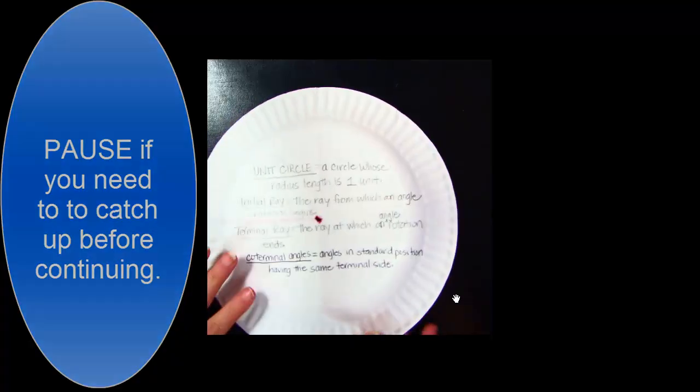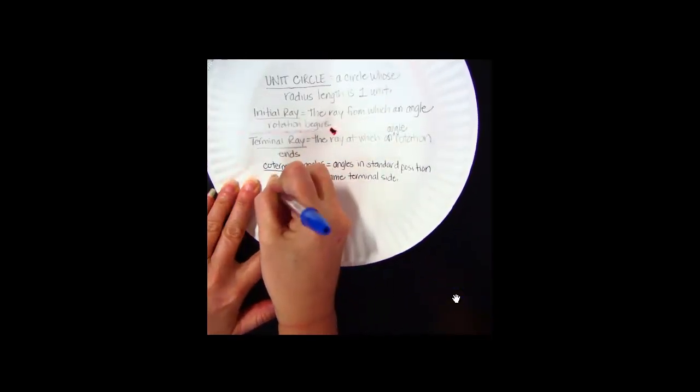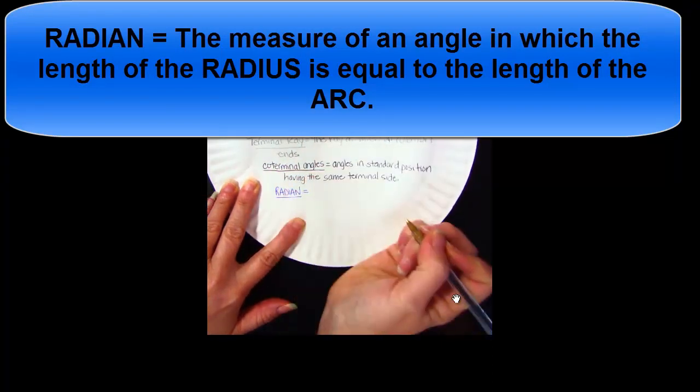Okay, so we only have one definition today, but it's huge, so make sure you pay attention to it and you see how we measure it. Our word of the day is radian. A radian is the measure of an angle in which the length of the radius is equal to the length of the arc.